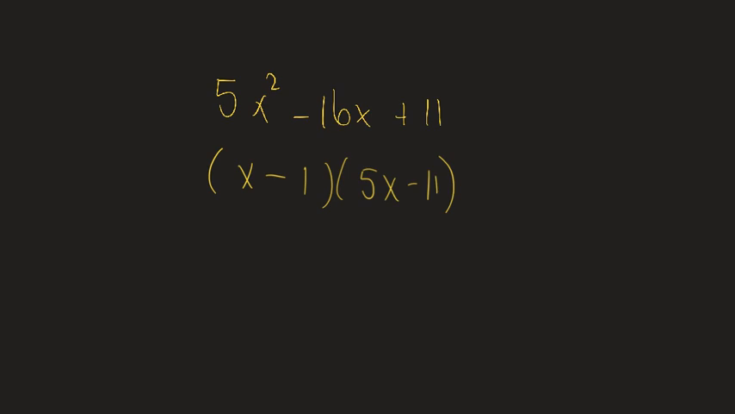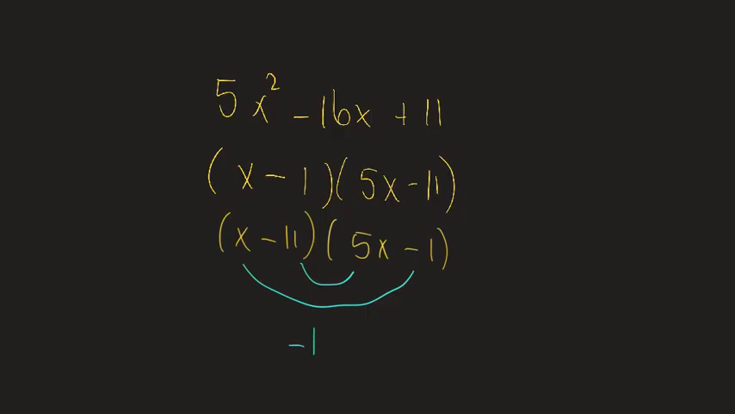All right, here's what you should have figured out. X minus 1 and 5x minus 11. So there would have been the option of putting the 11 here and putting the 1 right there. However, if you do outer, it is negative 1x, inner is negative 55x, and that's not going to get me to my target of negative 16x. If you're not catching on, I would go back and re-watch any of the sections of this video. But let's try another one.